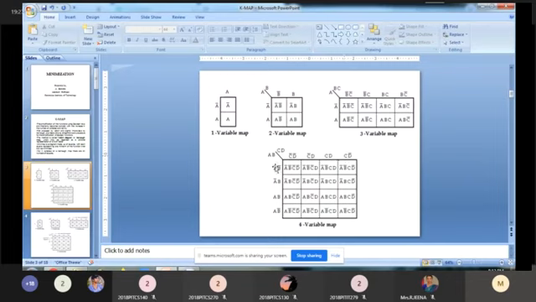If the value is 0, you have to consider the complement of the variable. So 0 0 means both values are 0, so you have to consider both complement input variables, A bar and B bar. 0 1 means 0 is the complement and 1 is the normal variable. So A complement and the normal variable B.